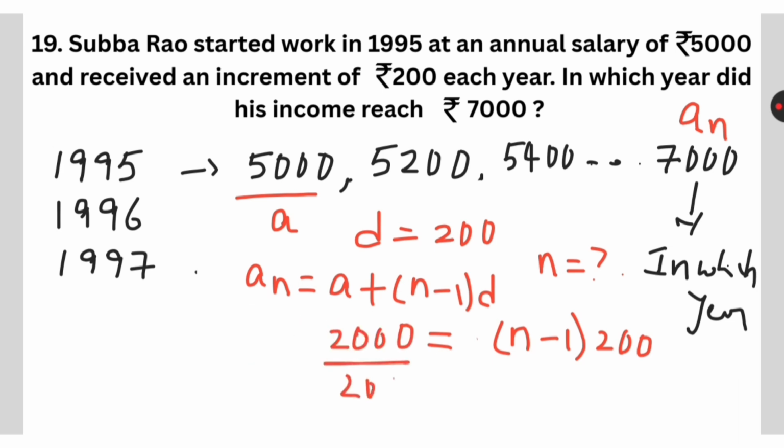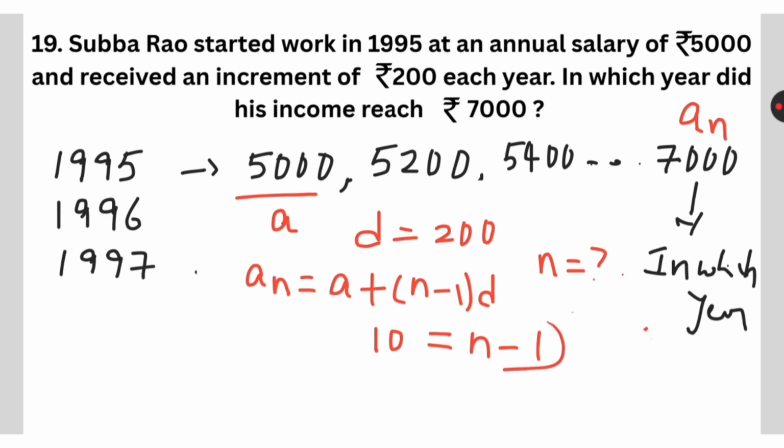Now both sides divide by 200. This 200 gets cancelled. Here 200 tens are 2,000. Minus 1 sent to the left hand side turns into 10 plus 1, that is equal to n. So in the 11th year he is getting the salary of 7,000.